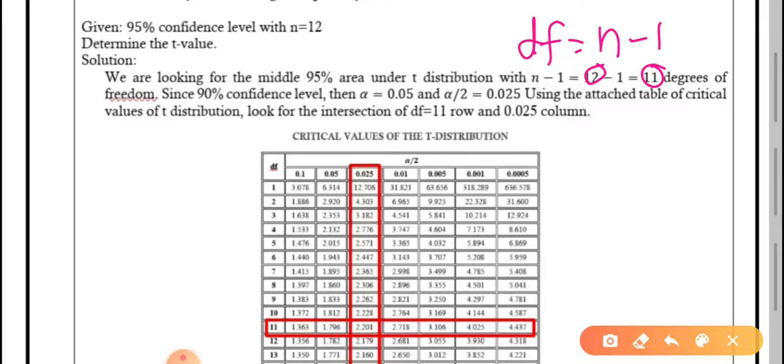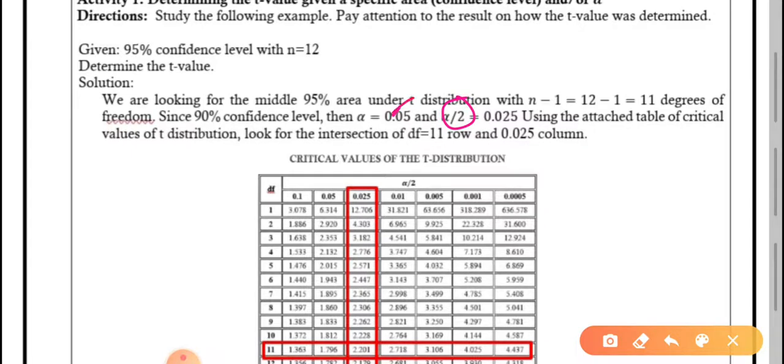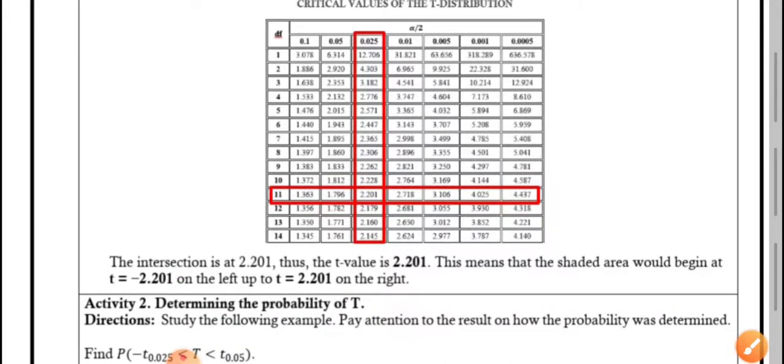Since it is a 95% confidence level, alpha is 0.05 and alpha divided by 2 is 0.025. Using the attached table of critical values of the t-distribution, look for the intersection of the degrees of freedom equal to 11 row and the 0.025 column. We divide our alpha by 2 for two-tailed. So we have 0.05 divided by 2 is 0.025. You look for 0.025, and since our degrees of freedom is 11, look at their point of intersection, as you have noticed here. This is the 95% area under the t-distribution. So our interpretation is that the intersection is at 2.201, thus the t-value is 2.201.